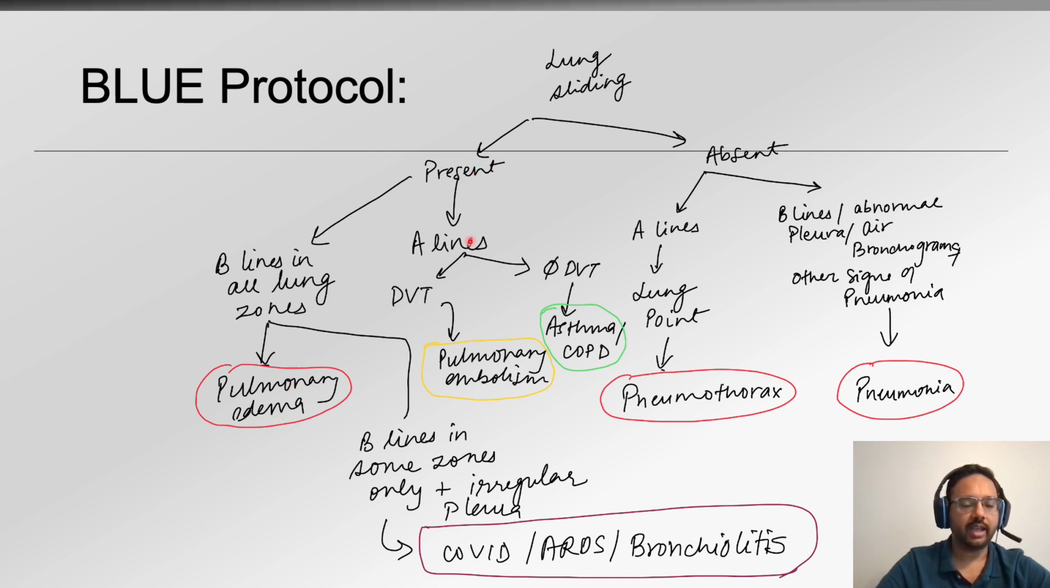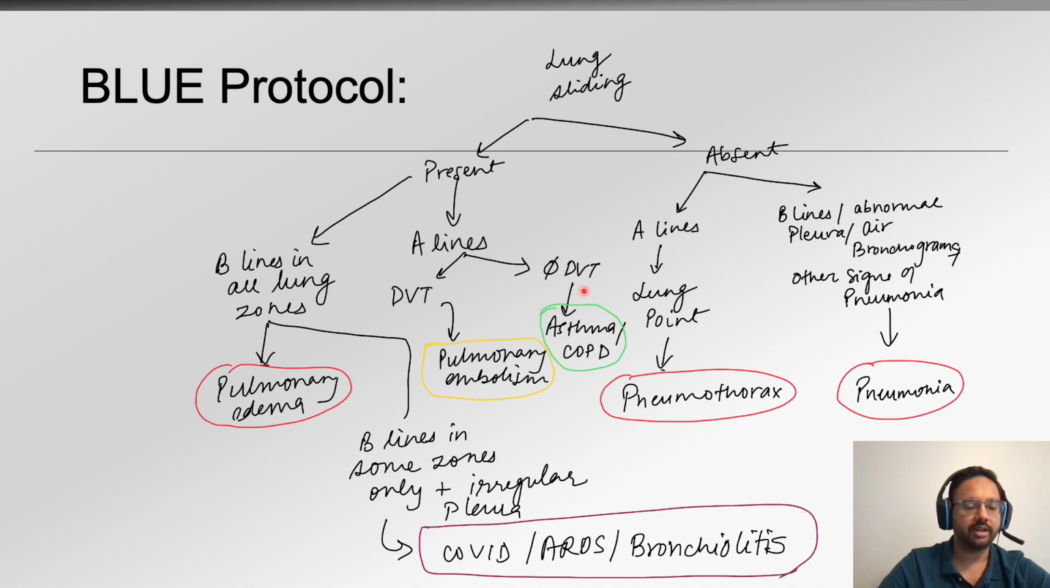When only A lines are present with lung sliding and the patient is desaturated, I try to look at the femoral veins for a deep venous thrombosis. If there is a deep venous thrombosis, then I get real concerned about pulmonary embolism.